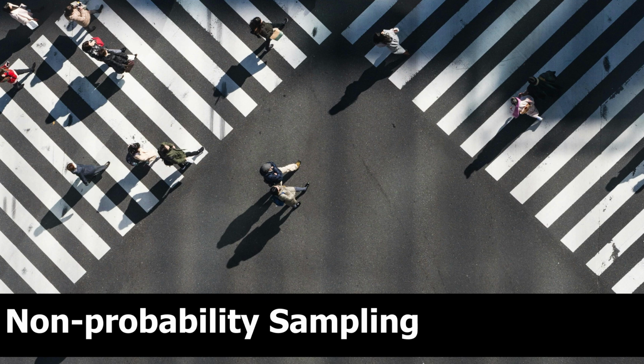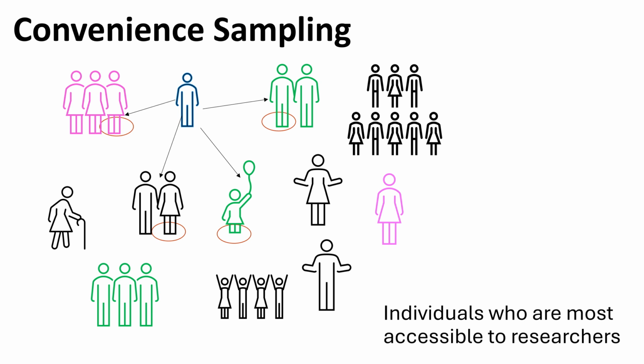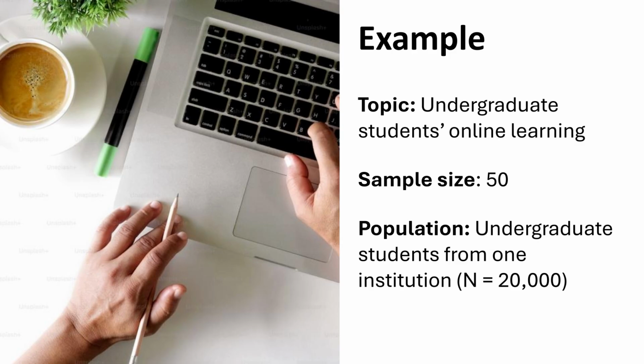Now we move to non-probability sampling. In this type of sampling, participants are not randomly selected, so generalizing findings to the larger population is more limited. Convenience sampling includes participants who are easiest to access. It is simple and inexpensive, but we usually cannot know whether the sample represents the larger population. For example, if you study undergraduate students' online learning experiences and only survey students in your own courses, the sample is convenient, but may not represent all undergraduate students at the institution.